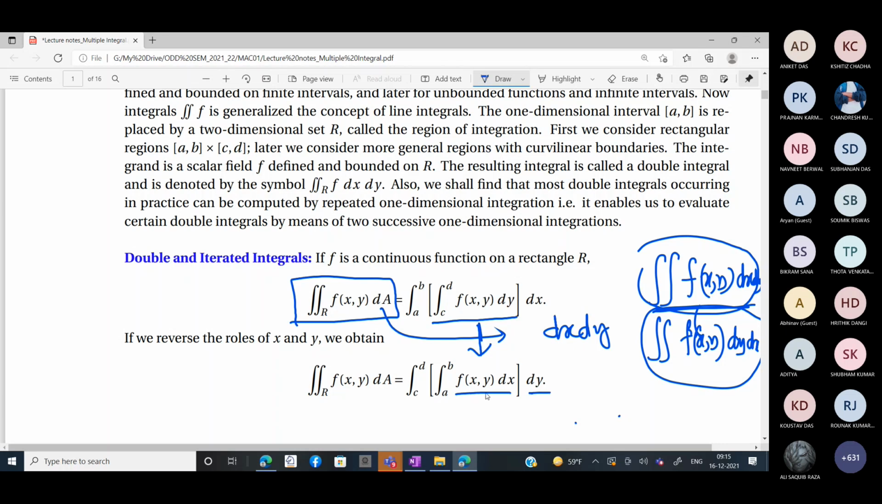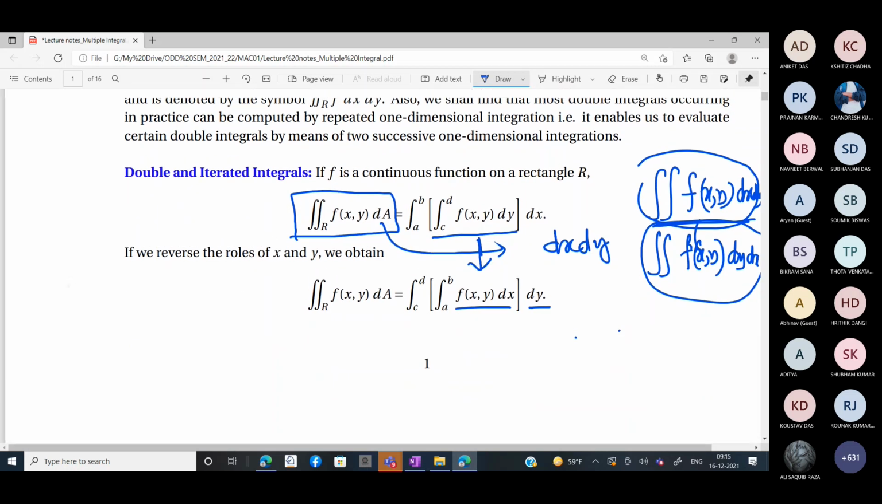What is that? That is the same thing. The integrand function is integrated with respect to x, keeping y as constant and putting the limit a to b. Then we are getting a function of y only. And that function of y, we integrate with respect to y and putting the limit c to d. So ultimately we are getting a constant, that is your volume.